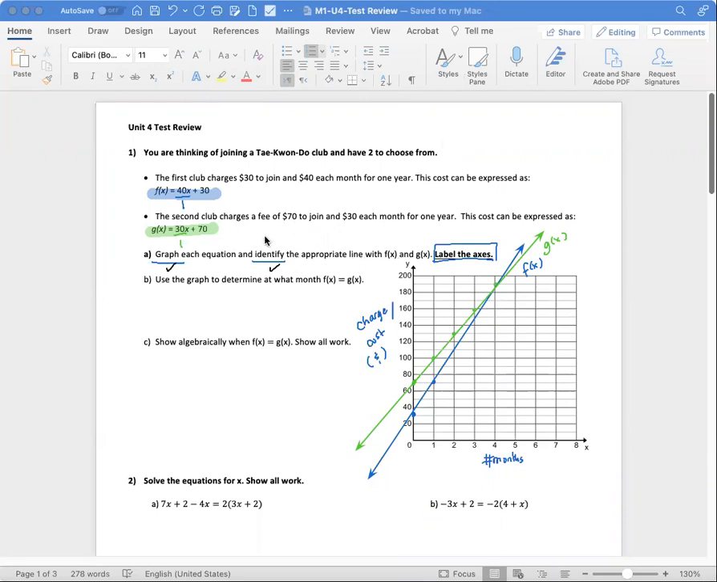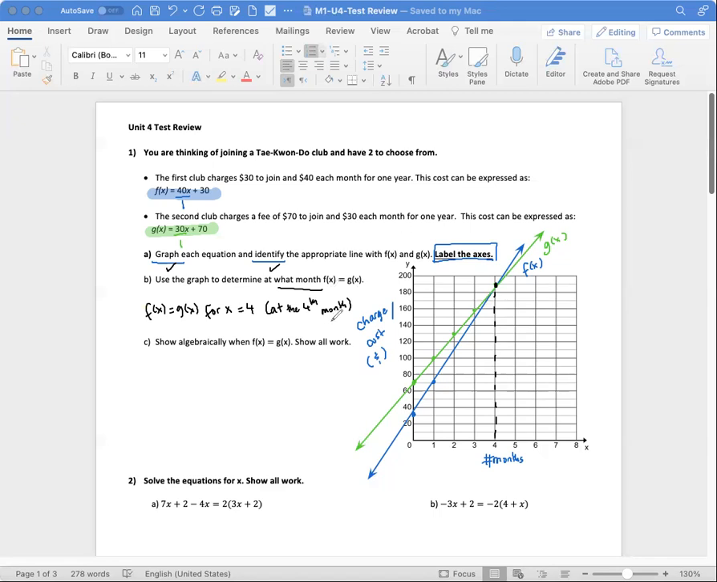For part B, it says use the graph to determine at what month f of x is equal to g of x. So look at the graph. By looking at the graph, you can see that both of these lines meet at this point. You're interested in determining the x value for which these two lines meet. It looks like they both meet at x equal to 4. Remember, the question says use the graph to determine at what month, so they're looking for the x value. So f of x equals g of x for x equals 4, or at the 4th month, or month number 4.